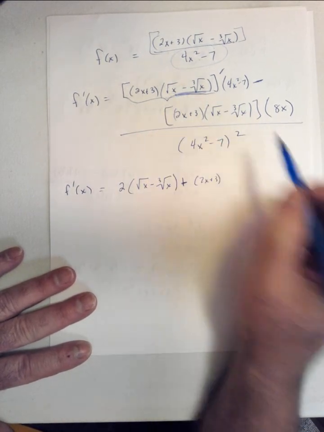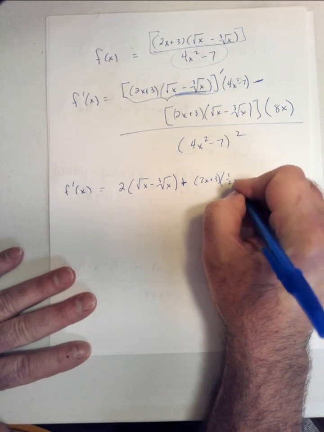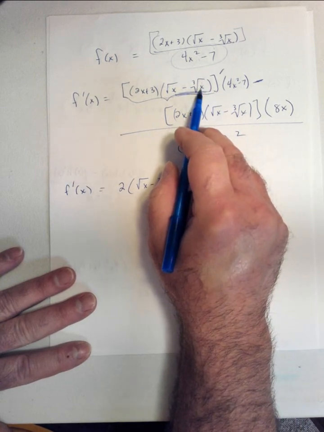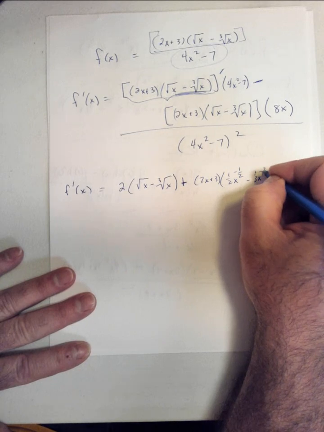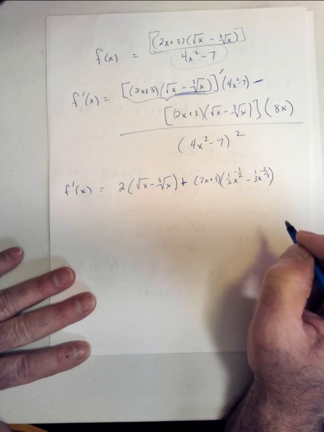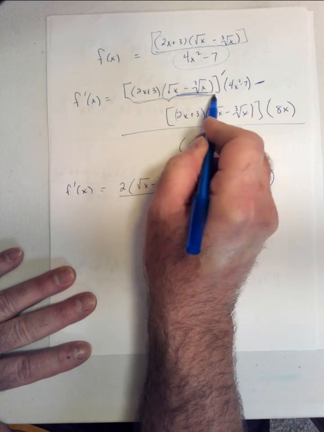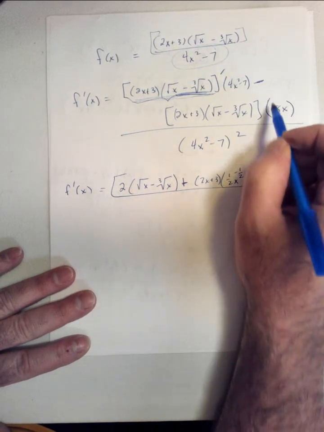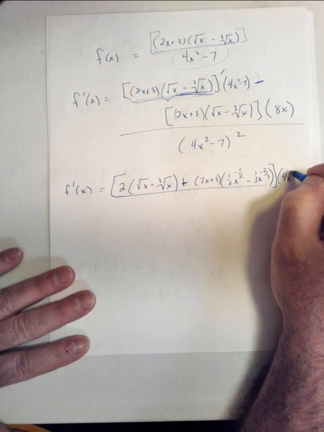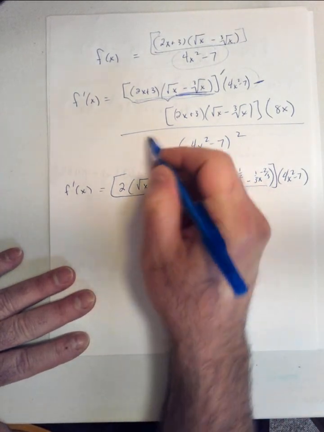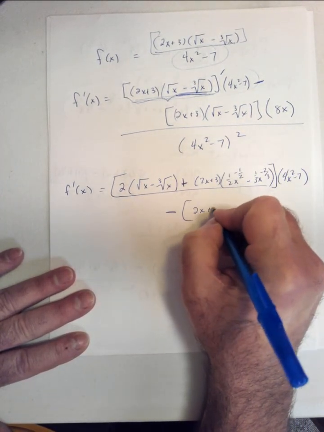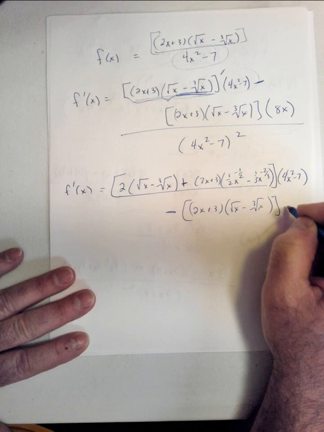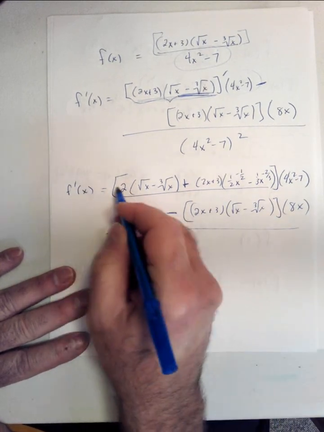And again, that's x to the 1/2. So that's 1/2 x to the negative 1/2. And this is x to the 1/3. So that's minus 1/3 x to the negative 2/3. So this right here becomes that. That is the derivative applying the product rule times that, let's not forget, minus the rest of this thing, which is (2x plus 3) times (root x minus the cube root of x) times 8x. So this entire thing right up here is your numerator.